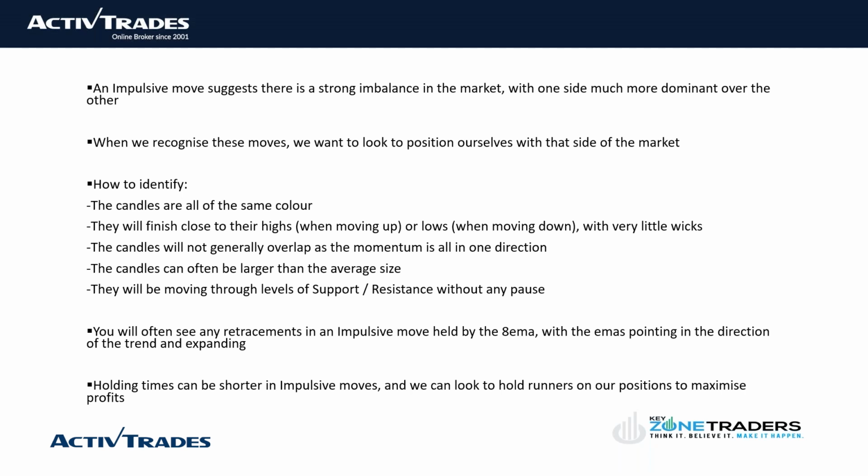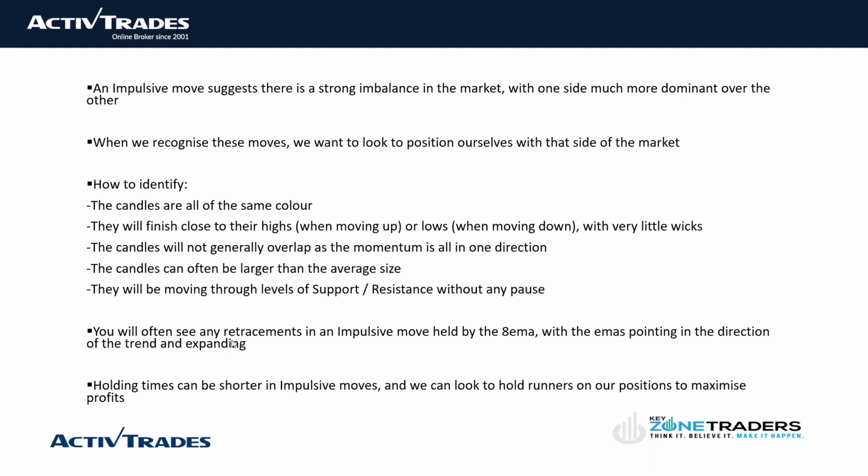So generally speaking, the candles are going to be larger than the average size of the previous candles. And they're going to be moving through levels of support and resistance without any pause. When this happens, it tells you that the support resistance zone is not being respected. There's not even enough buyers or sellers at that support resistance zone to stop this momentum that is with that side of the market. When that happens, you know that there is one side of the market that really is in control of the market at that time, and that is the side of the market that we want to position ourselves with.